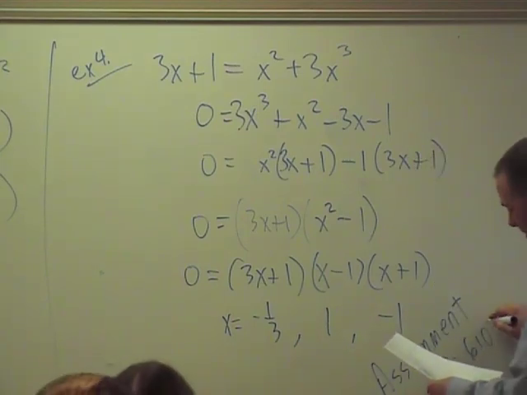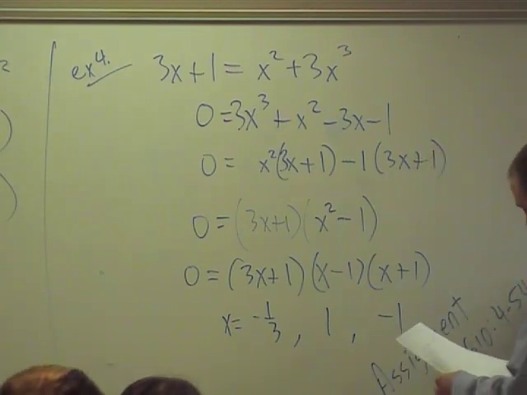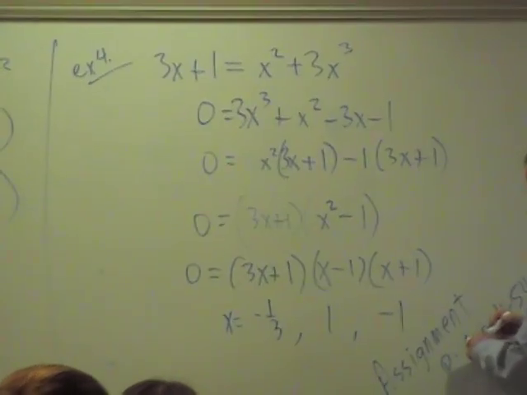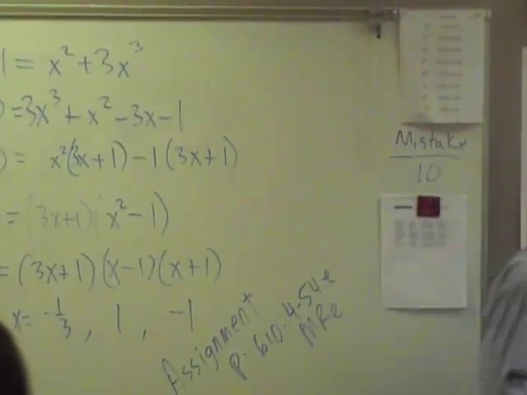Page 610, 4 to 54 evens. Next, review evens. I've got to go down to the office for a second. You guys all work on your stuff, and I'll be back.